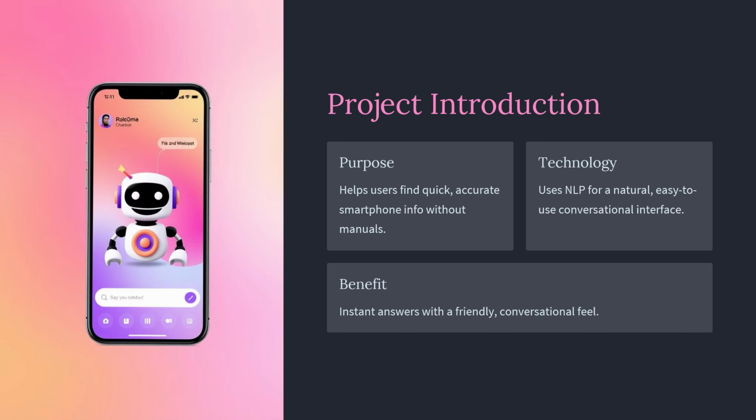Project introduction. The project is a web-based chatbot designed specifically to answer common smartphone questions, everything from specifications to troubleshooting tips. The purpose of the project is to give the user fast, accurate answers without making them wade through long manuals, and to demonstrate how natural language processing can deliver a smooth conversational user experience. The benefit is instant, friendly responses whenever we need them.